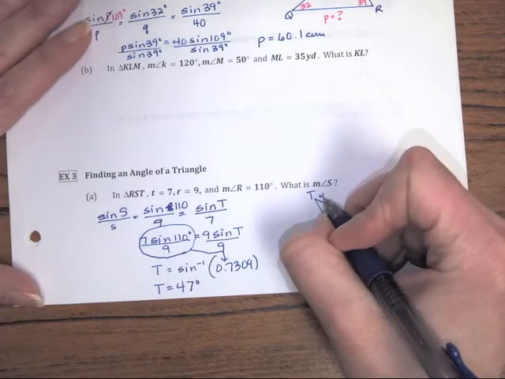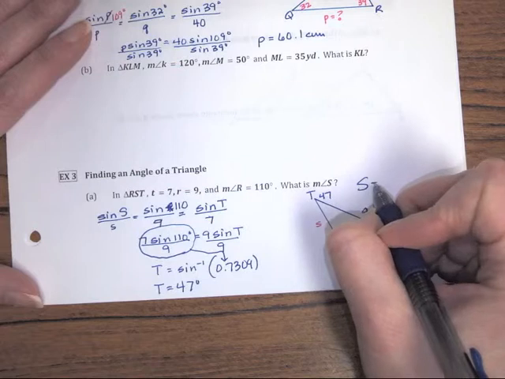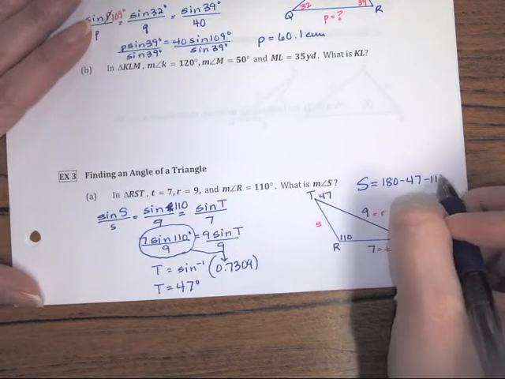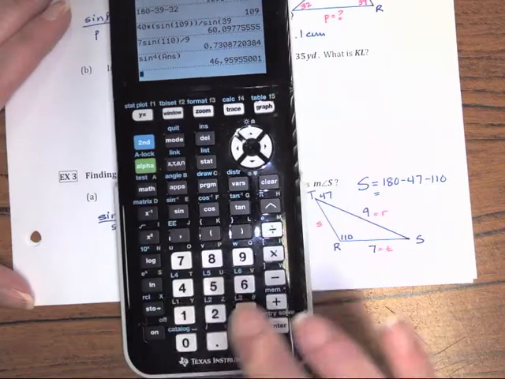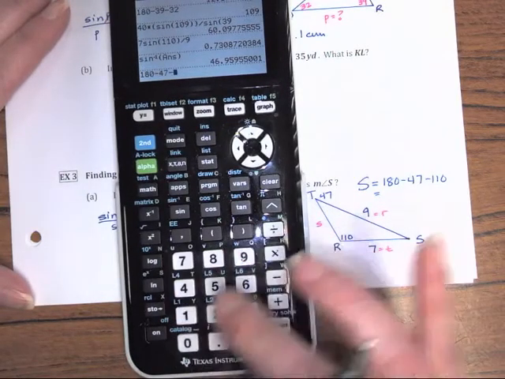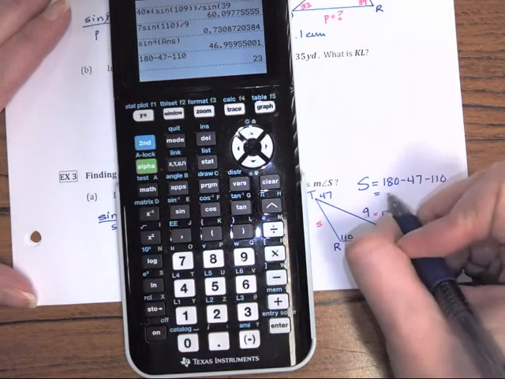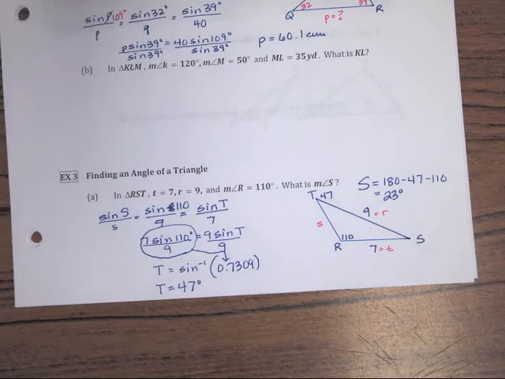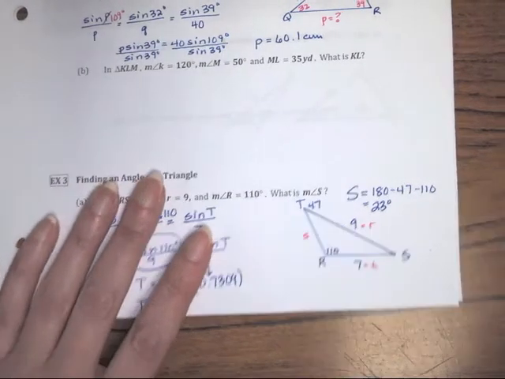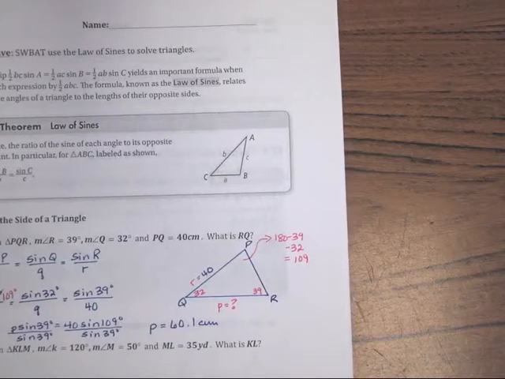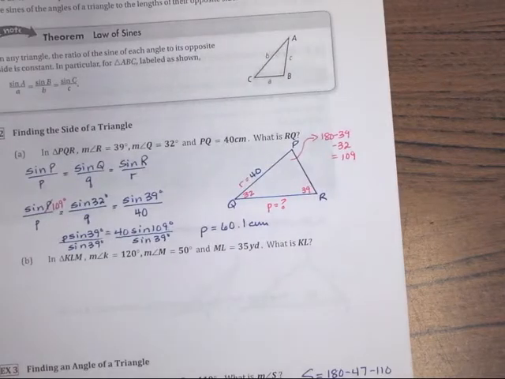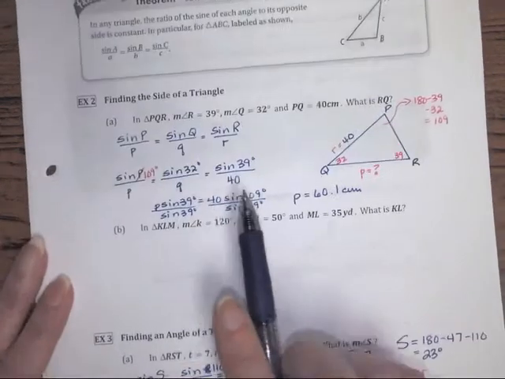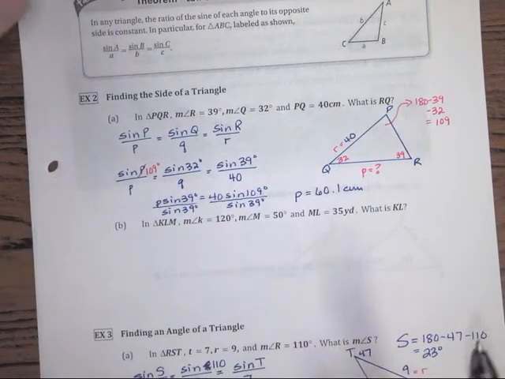So this is 47, and s equals 180 minus 47 minus 110. And I get 23 degrees. There we go. Why did you do the inverse sine for that one, but not for the other one? Is there a reason? Because what I was trying to find was the angle measure. In here, I'm trying to find a side length.